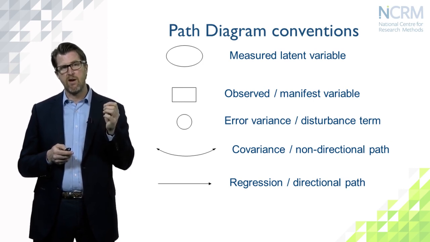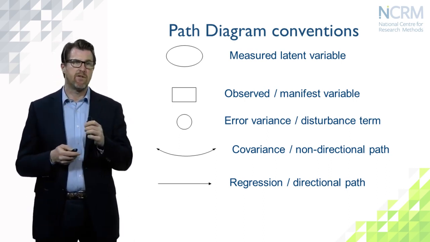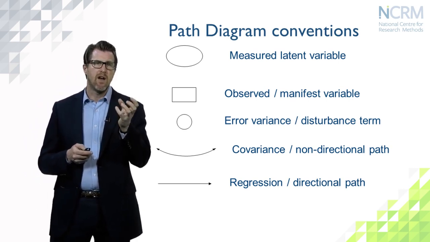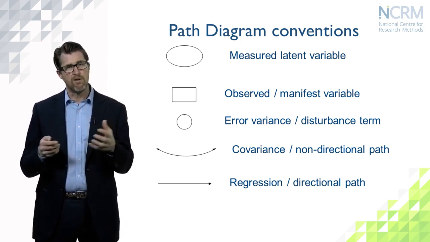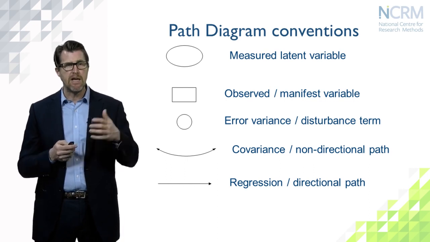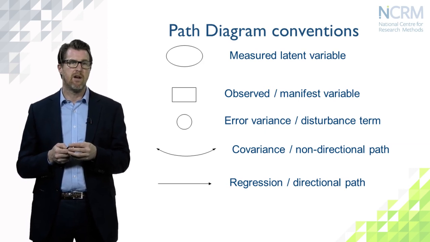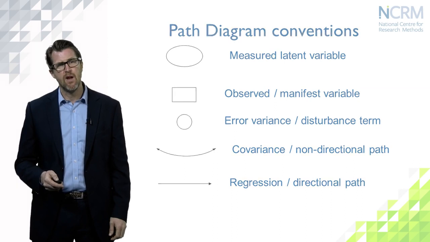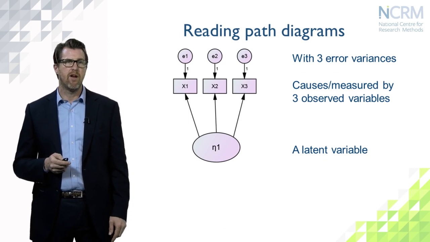So if we use a single-headed arrow, then we are indicating the direction of the relationship between two variables in our model. We can put these basic symbols together to form more complex models, but ones which have a clear meaning and which can indeed be translated back into the standard equation notation. Here are some examples of some quite simple path diagrams.